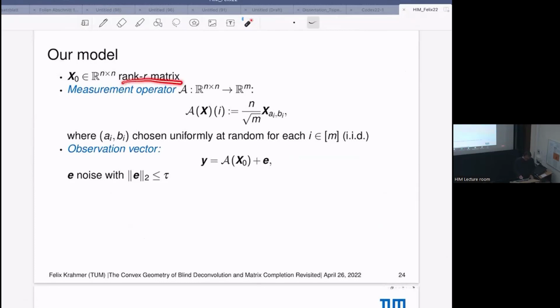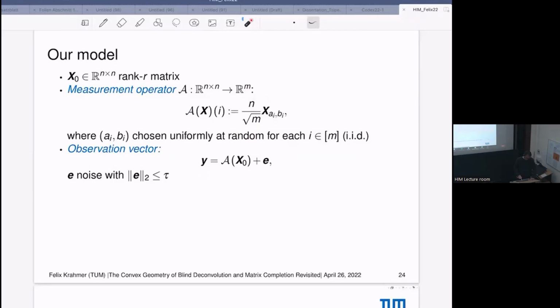Let's just put this into formulas. We have a matrix of rank R, let's call this X naught. And now we have a measurement operator that extracts the ith entry. Again, we are looking for something that has the restricted isometry property on the tangent space. So we need an appropriate normalization, and that is exactly the dimension divided by the square root of the number of measurements. This is due to the fact that the expectation of the measurement vector should be the same as the norm of the matrix in some sense. So that's why this is a natural normalization.